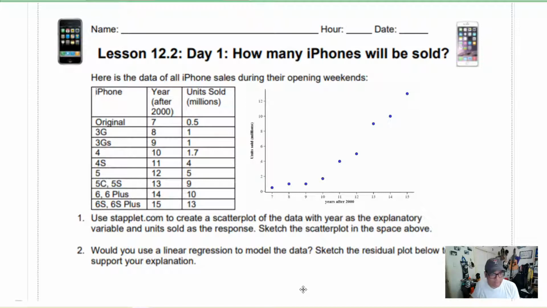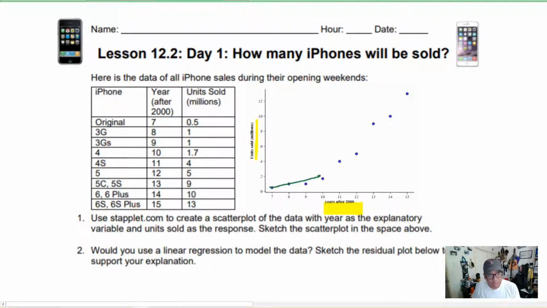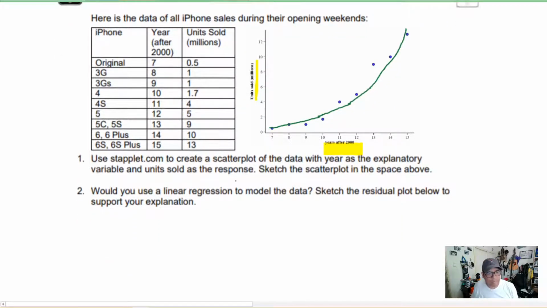Now, taking a look at this, I want to focus in on a couple of things, and that is here we've got years after 2000, and here we're looking at units sold in millions. And for our data, there is a distinctly curved pattern going on here. Okay, that is no longer linear. It's a really distinctive curve. So we're thinking maybe this linear data business is going to not help us as much as we think. Well, that's what we think.